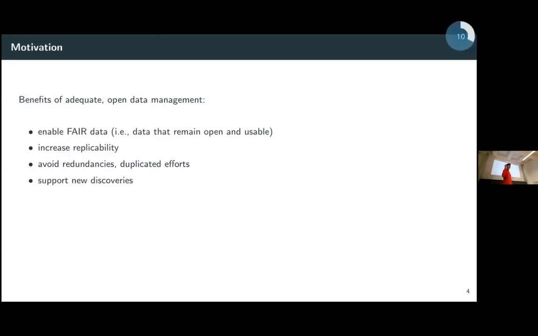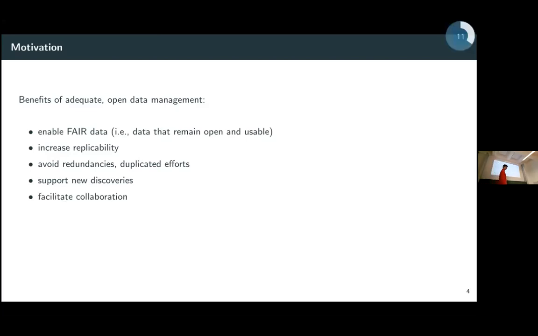The previous slide had a couple of examples of how having historical data, having old data, also supports new discoveries. It's not only about reproducing, it's not only about avoiding waste, it's also about finding new things. Sometimes it's very, very helpful to have them, it's very important to have them.